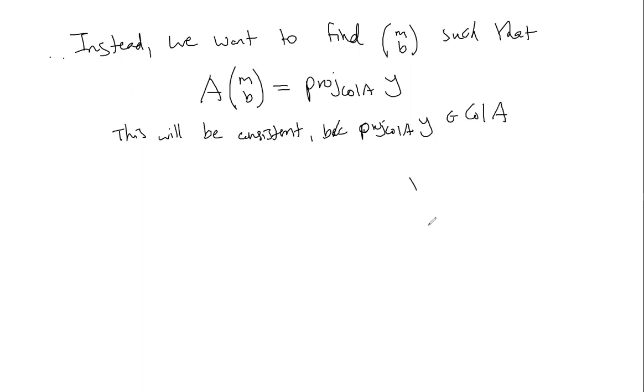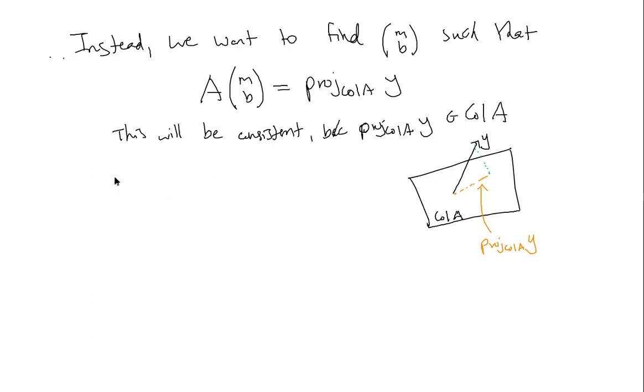So a drawing is you have your column space. You have y sitting out here, and we're finding the orthogonal projection. So this is the orthogonal projection, and we want to find (m, b). So actually, we're not technically finding this orthogonal projection.